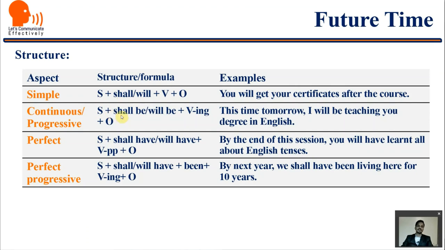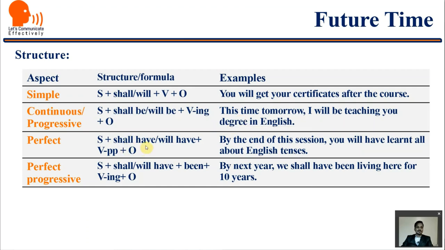Continuous: subject plus shall be or will be, and verb plus ing, like I shall be, we shall be, rest we will be. This time tomorrow, I will be teaching you degree in English. So I'm referring to tomorrow's time. This time tomorrow, I will be teaching you degree in English. I hope you are getting the uses also. When we use this, we will talk.